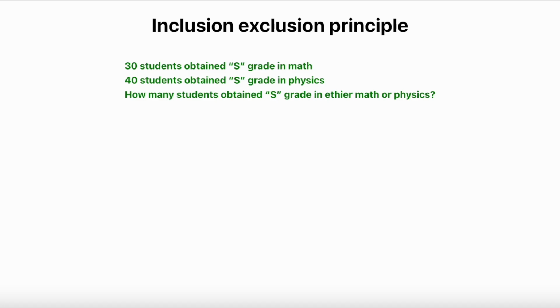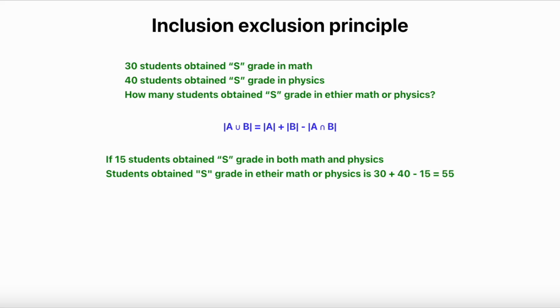Inclusion and exclusion principle. Let's look at a problem. In a class, 30 students obtained S grade in math subject and 40 students obtained S grade in physics. To count the number of students who obtained S grade in either maths or physics, we cannot directly add the count of both groups because students who have obtained S grade in both subjects will be counted twice. So we need one more piece of information, the count of students who obtained S grade in both subjects.